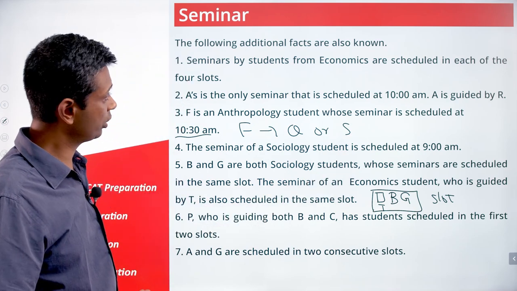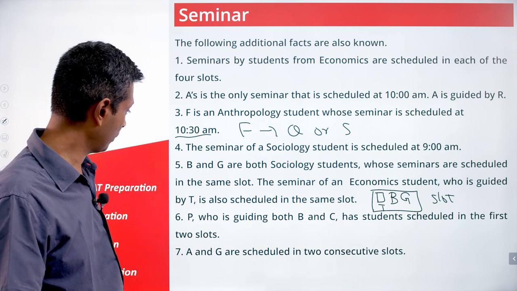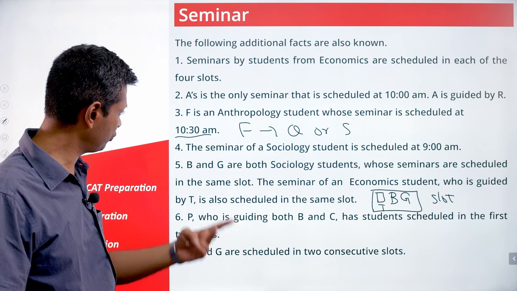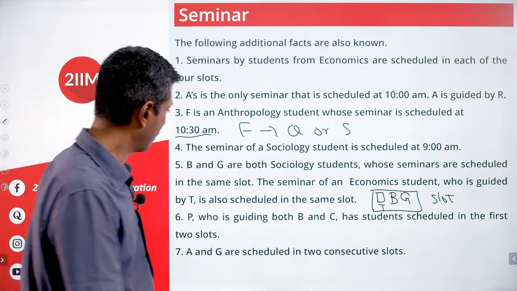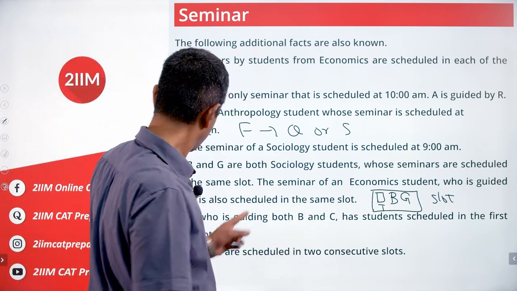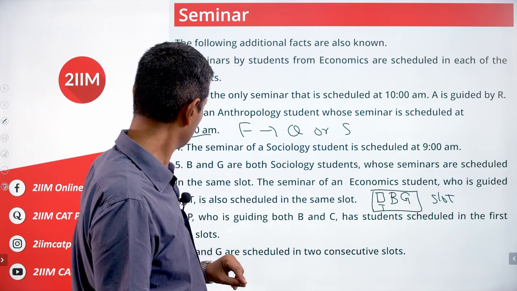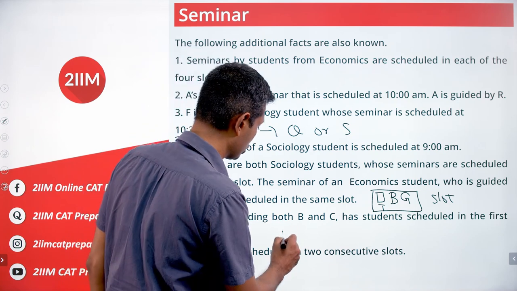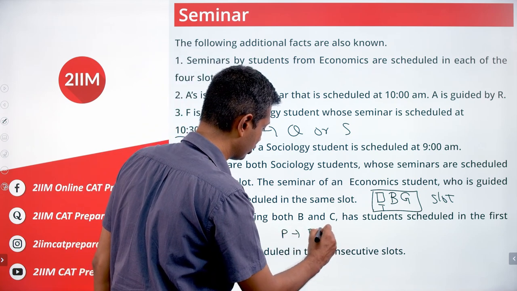It could be the 9 a.m. slot. It could be the 9:30 a.m. slot. We still don't know that. P, who's guiding both B and C, has students scheduled in the first 2 slots. So P guides both B and C. B is a sociology student. So C should also be a sociology student. And P guides B and C.